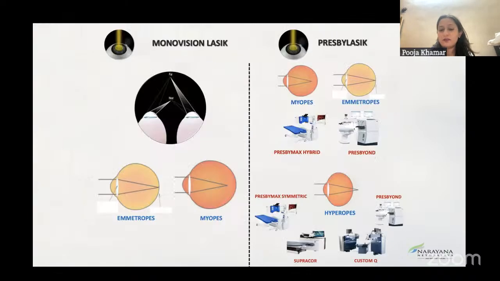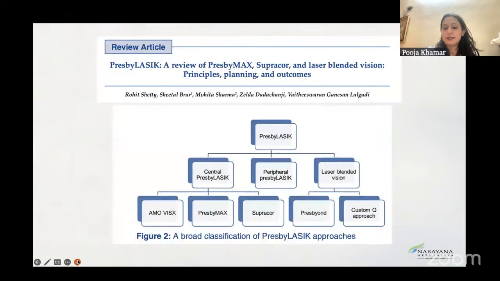That's how the power is corrected. However, there are technologies which give you an option of Presby LASIK also, like Presby Max from Schwind, Presbyopic from Zeiss, and now you have Reed from Alcon also, and Custom Q and SupraCore are also there. So there are a lot of options when it comes to Presby LASIK, but counseling is the key.